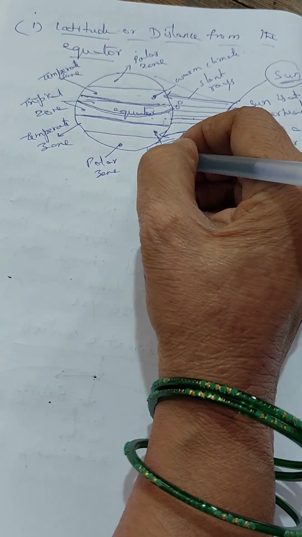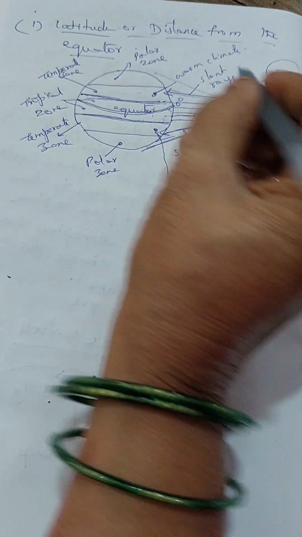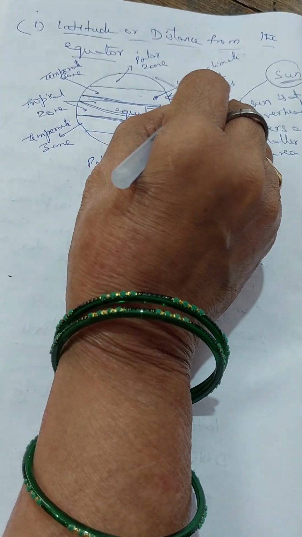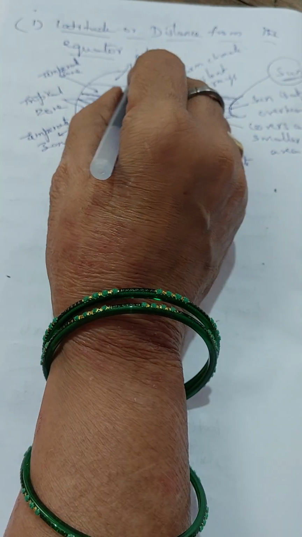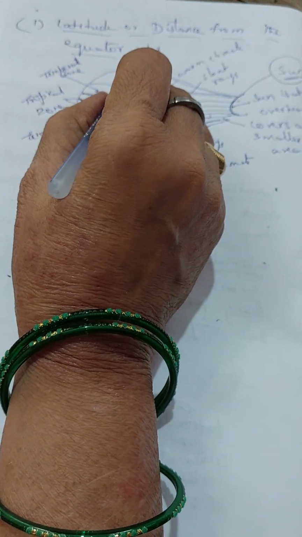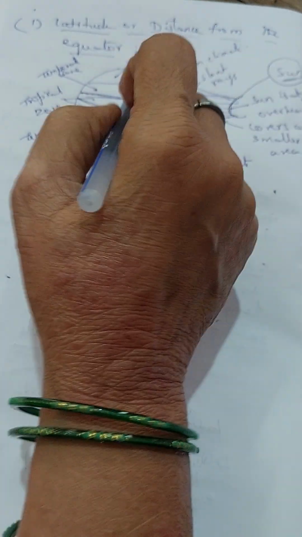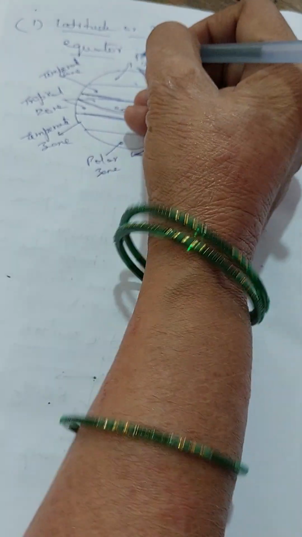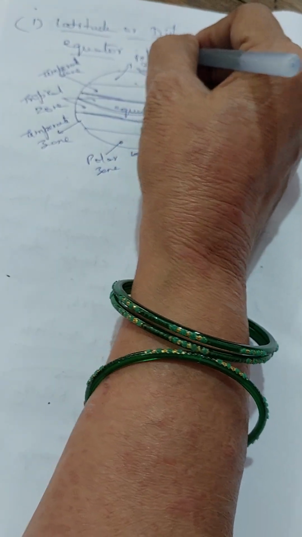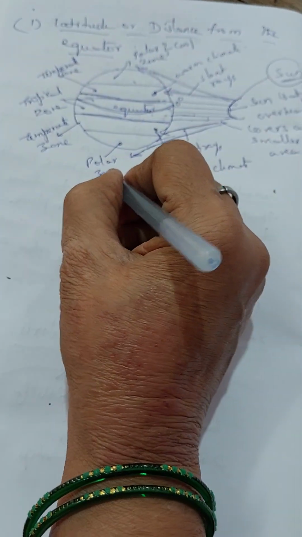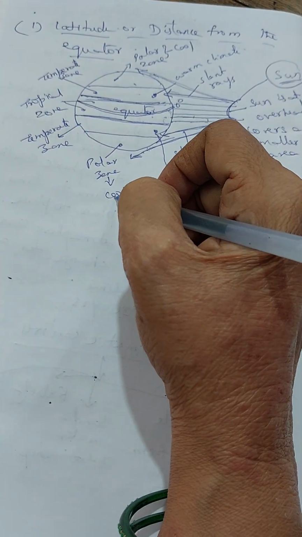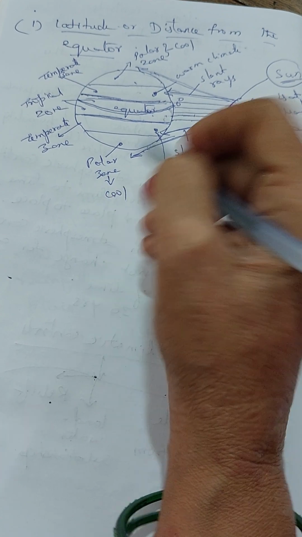When you go further, more slanting rays of the sun fall. It becomes more slanting when it reaches the polar zone. It is not falling on the polar zone. You can see it. Because of the spherical shape, it is going out. As sun rays are not falling, children, this zone, polar zone, will be very cool. Right? Distance from the equator.